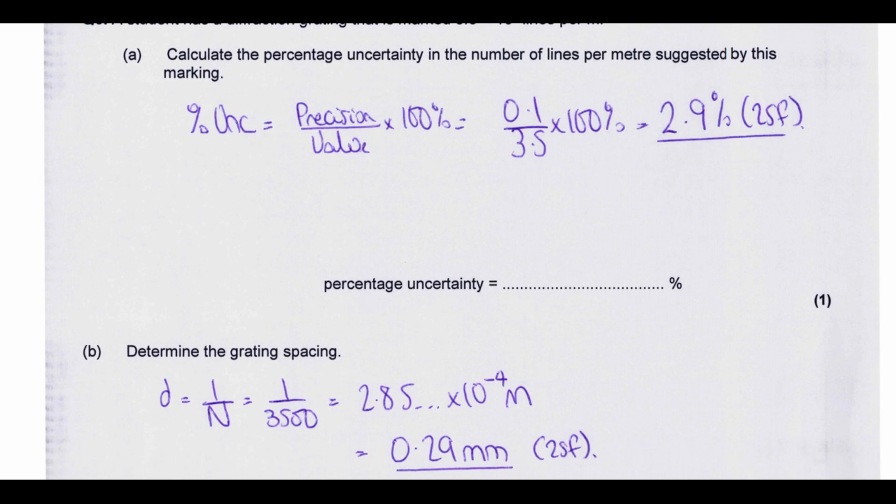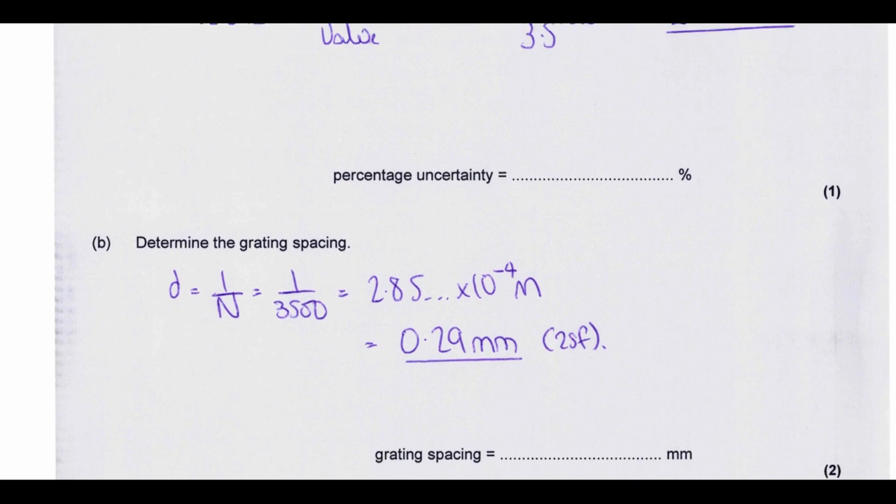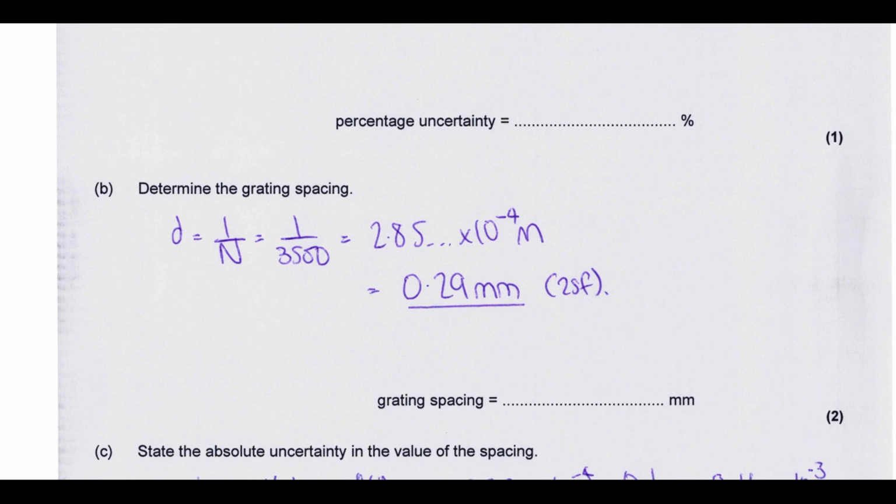Okay, then determining the diffraction grating spacing, that's just 1 over the number of lines per meter. So that gives you a spacing in meters, and then to turn it into millimeters, you times it by 1,000. Again, lots of people really didn't think about this, and when having got this then divided by 1,000, you should know better than that by now, really.